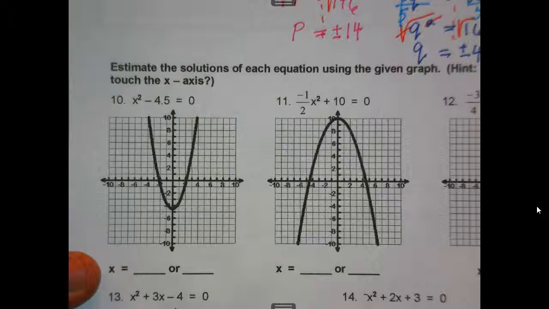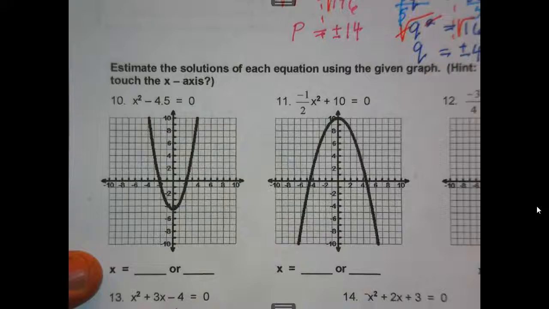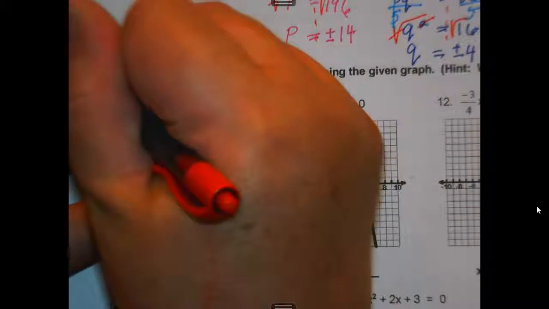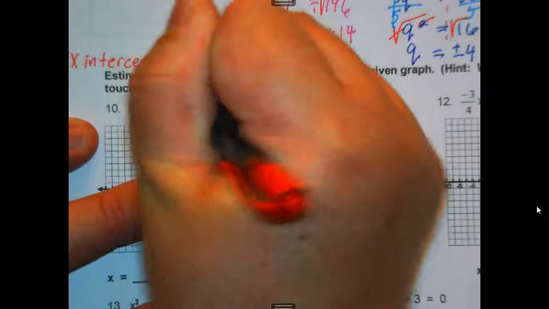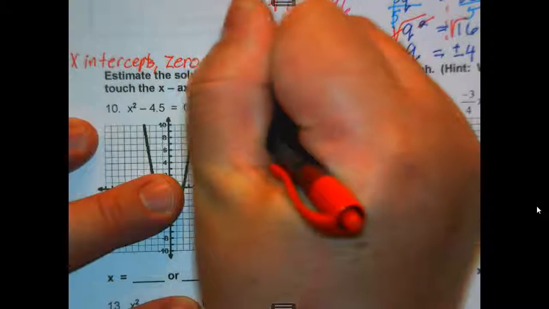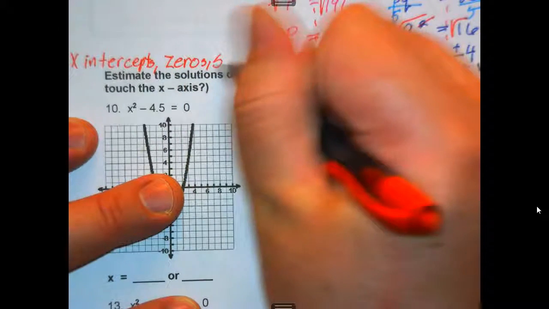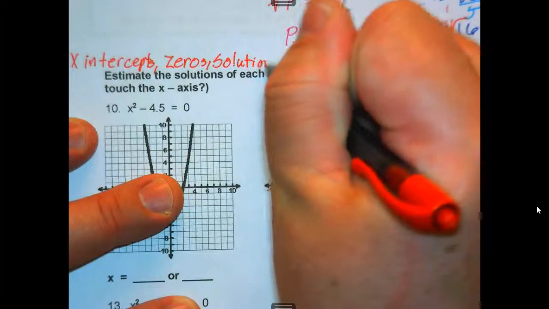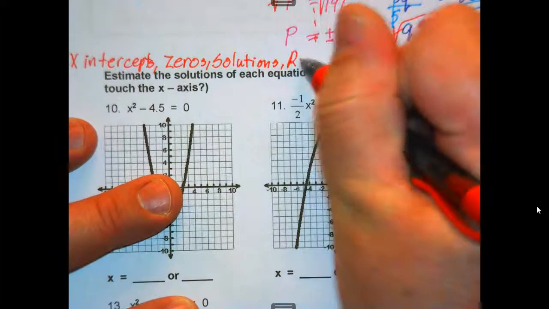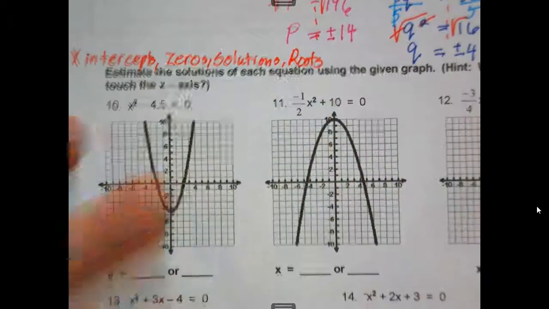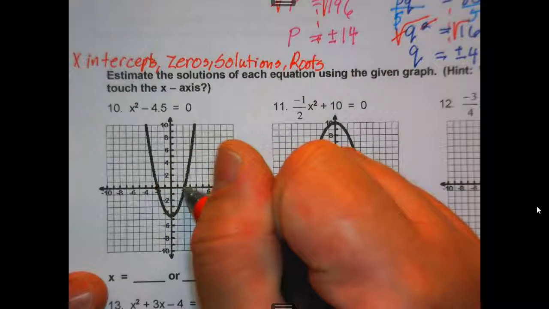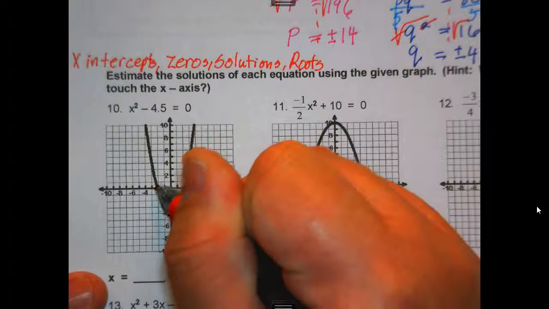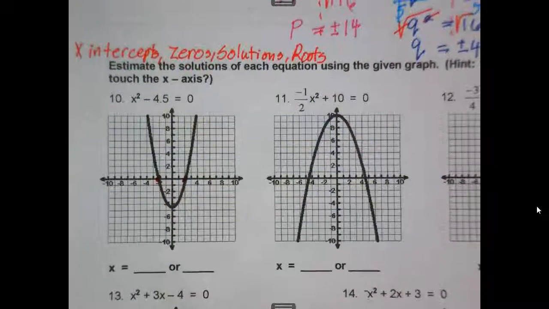We're going to estimate what's called the x-intercepts or the zeros. There's all kinds of names for these. X-intercepts, the zeros, solutions, the roots. It all means the same thing. It's where our parabola crosses the x-axis, or anything that crosses the x-axis.